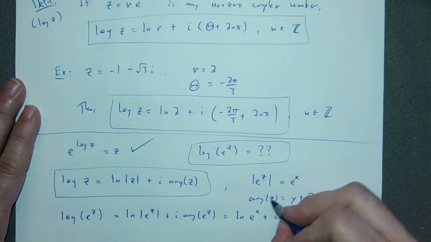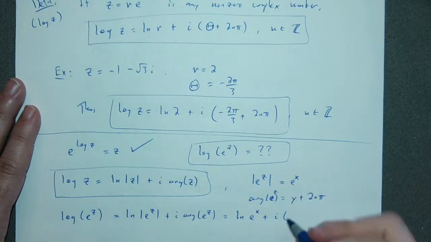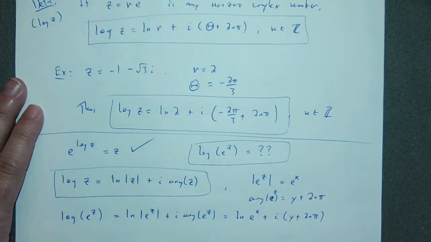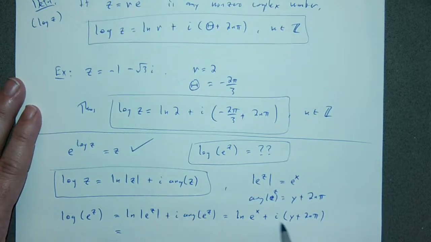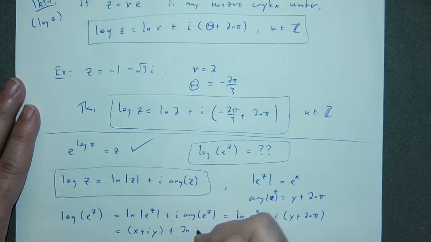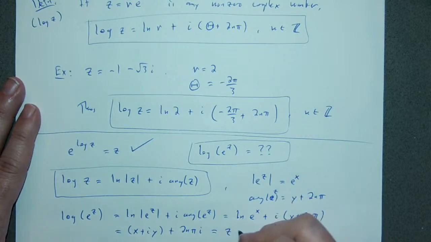But this is ln of e to the x, plus i times the argument of e to the z. Sorry, I put argument of z here. This is the argument of e to the z, which is just y plus 2n pi. But ln of e to the x is just x. So this is x plus iy plus 2n pi i, right? But x plus iy is z. So this is z plus 2n pi i, where n is some integer. Aha!